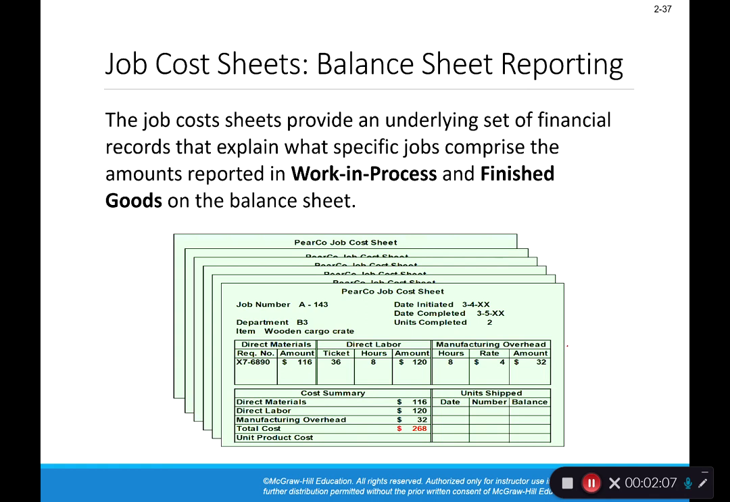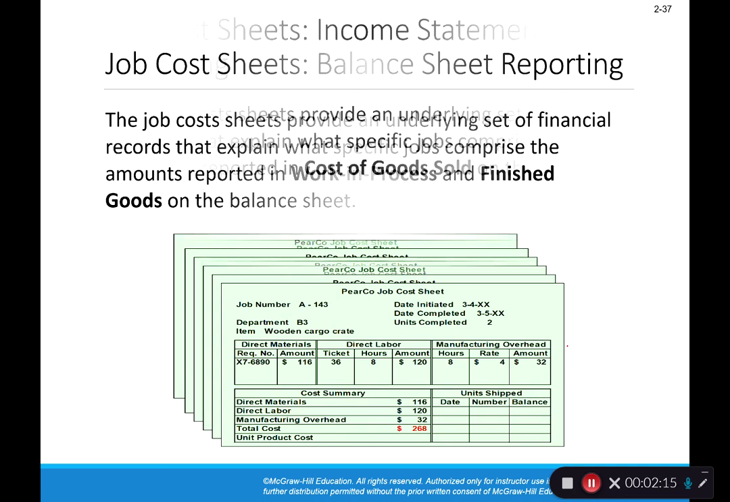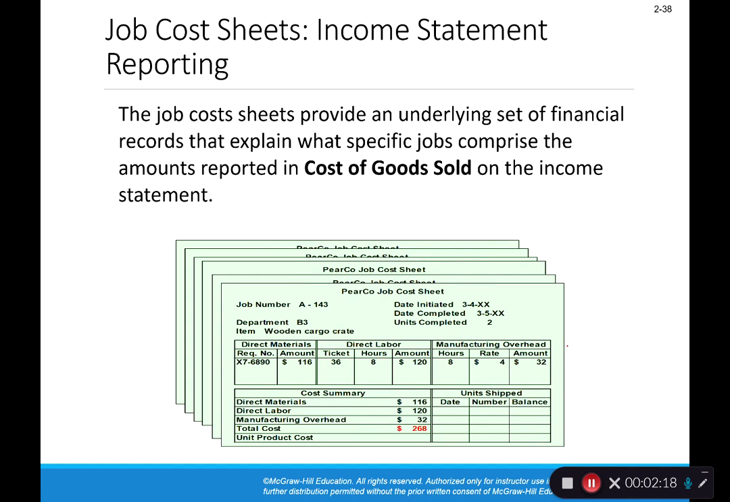Because remember, the jobs are our inventory. So if they're not complete, they're part of work in process. And when they're done, they become finished goods. And then finally, when we sell them, those job cost sheets would then become the backup for our cost of goods sold. Remember, we don't expense these jobs until we sell them. So while we're producing them and while they're waiting to be shipped to the customers, they're considered an inventory asset and they only get expensed when we actually go and sell them.